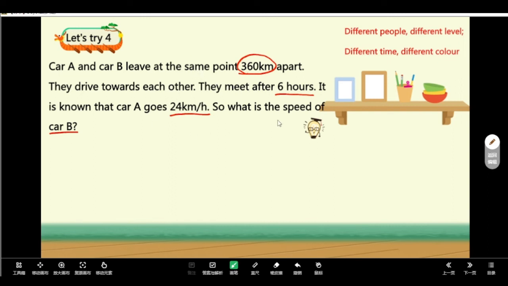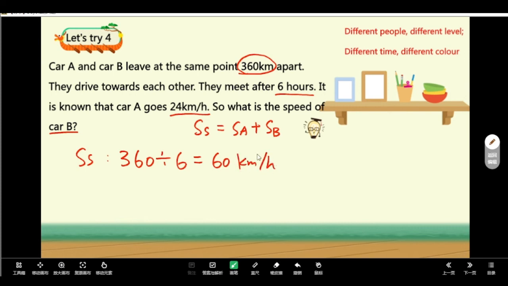After you see this kind of question, maybe you will think, oh, it is so easy. If I need to find the speed of car B, first I find the sum of the speed, and then we find out the speed of car A, and then we may know the speed of car B, right? So how can we find out the total speed? Do you still remember that I have mentioned in the previous question? Yes, we can use the total distance divided by the total time. And the answer is 60. And the unit km per hour, don't forget it.